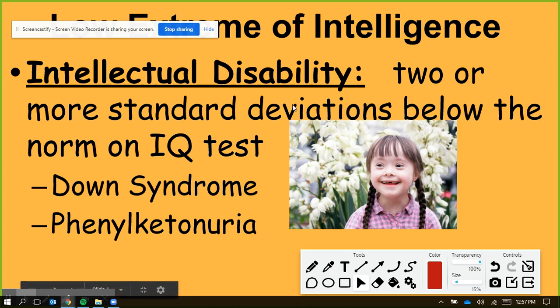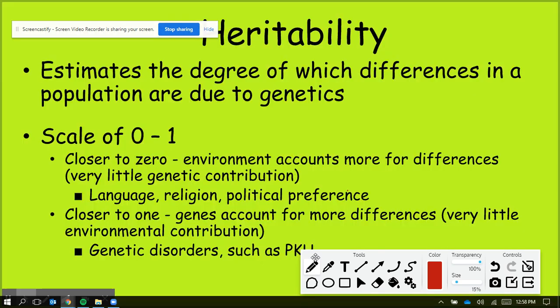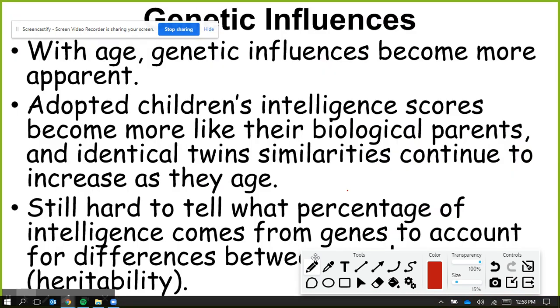Okay, so this right here, guys: intellectual disability, Down syndrome, PKU. It can be genetic, but intellectual disability is when IQ falls two or more standard deviations below the mean on an IQ test. So 70 is considered to be intellectually disabled. You can see here there are different severities of it. You don't need to know these. Just know that 70 or below is considered intellectually disabled. We're going to talk about that next class.